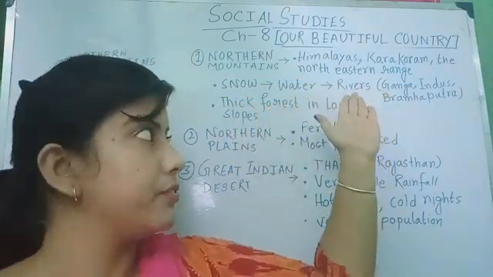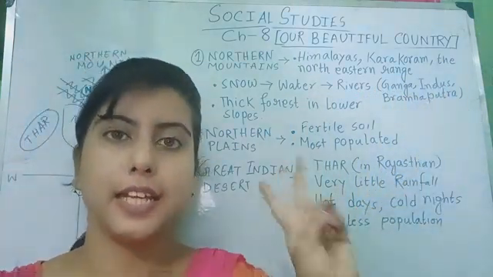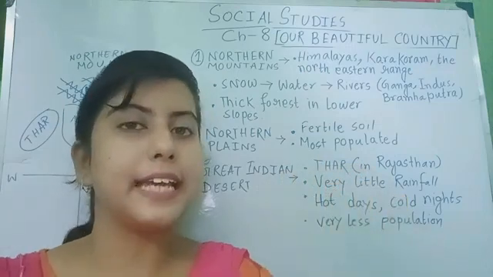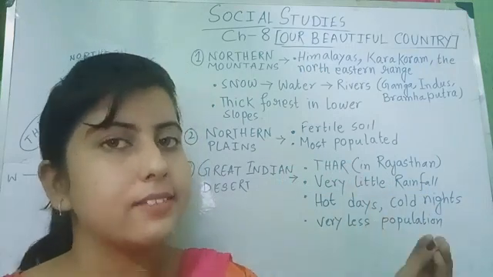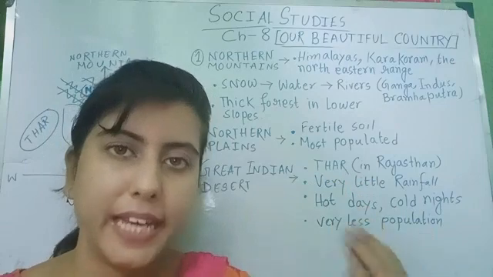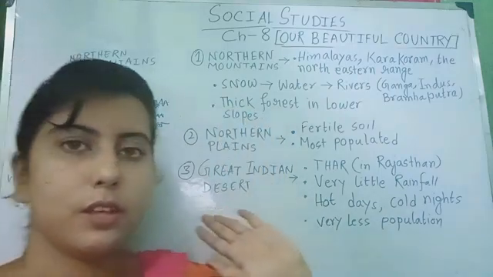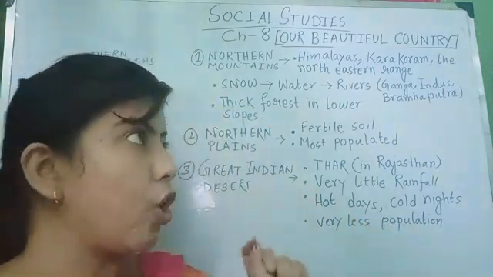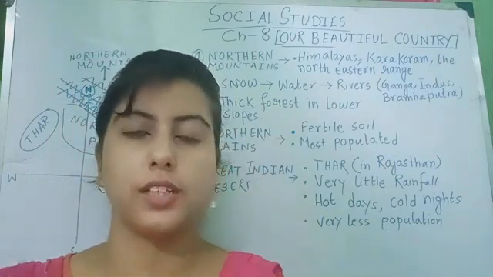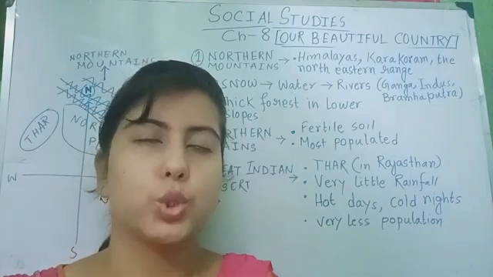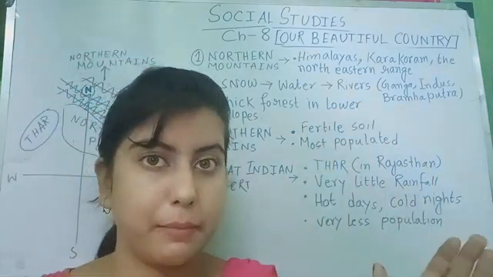So the snow melts down and creates water, and this snow melted water creates the rivers. The rivers like Ganga, Indus, Brahmaputra. These three major rivers were created from the snow melted waters of the northern mountains. They are all perennial rivers. Perennial rivers are those rivers where we can find water throughout the year. So this was the second point to remember.